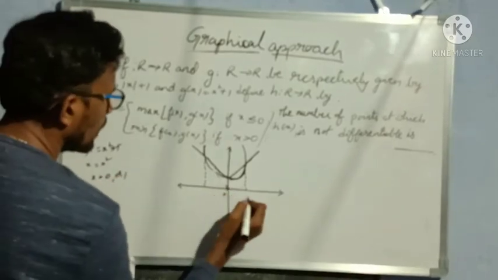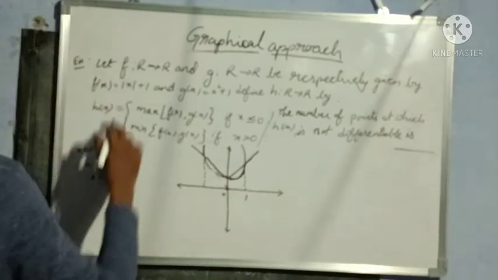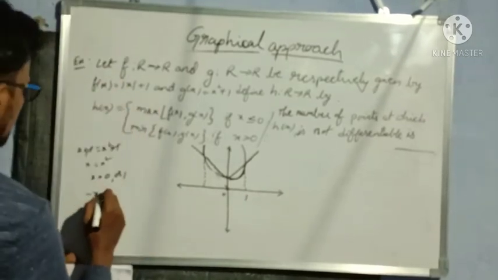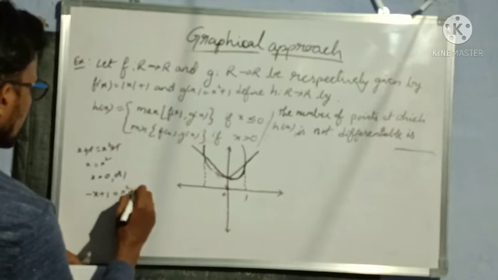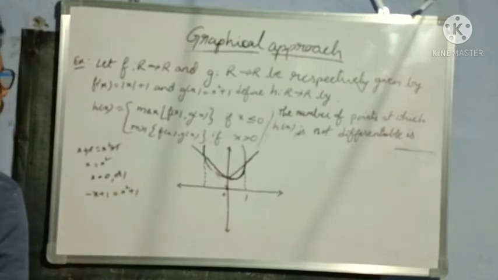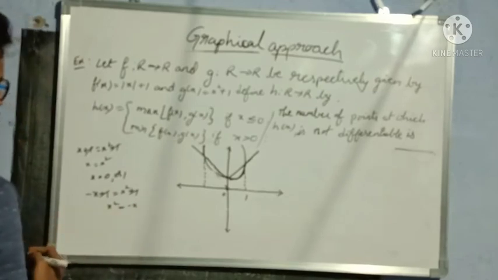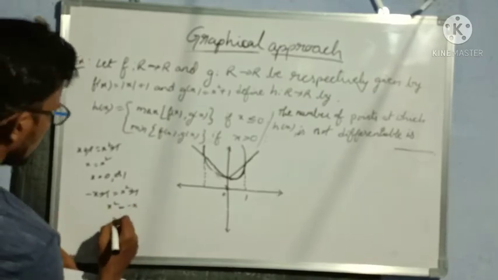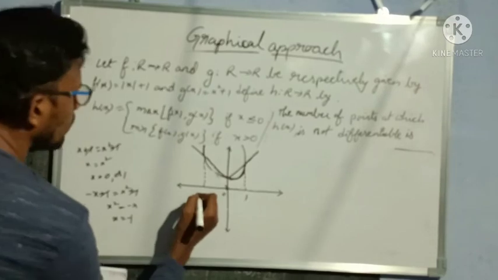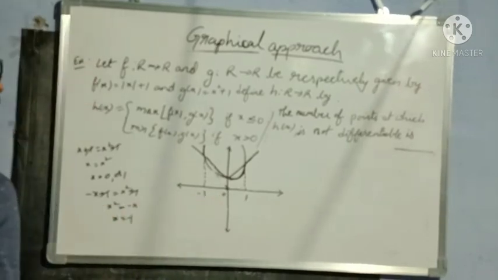Means here 0 we are getting, here 1 we are getting. So here mod x is there. If we take minus x plus 1 is equal to x square plus 1, again we will get x square is equal to minus x, means x is equal to minus 1. So at minus 1 also we are getting a sharp corner.